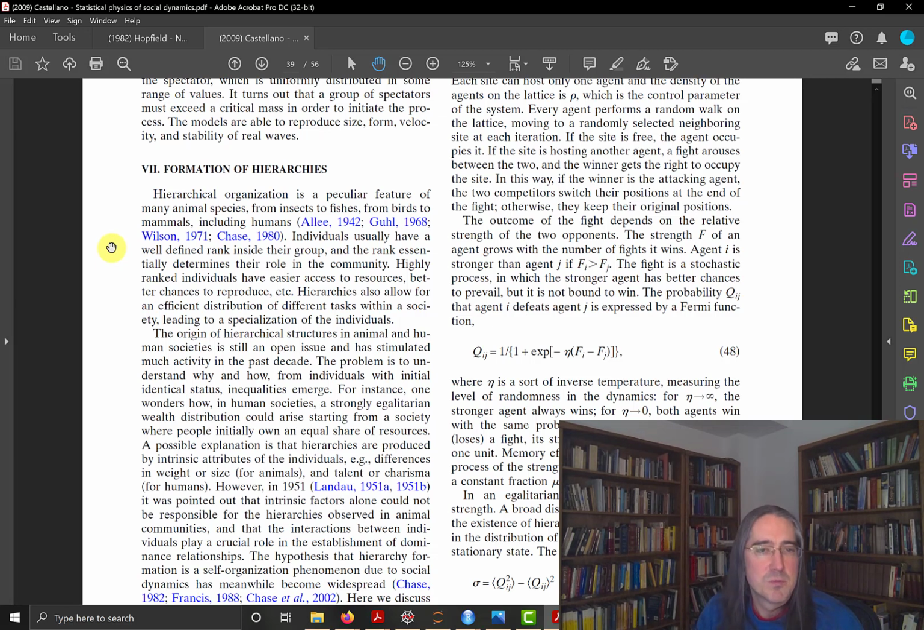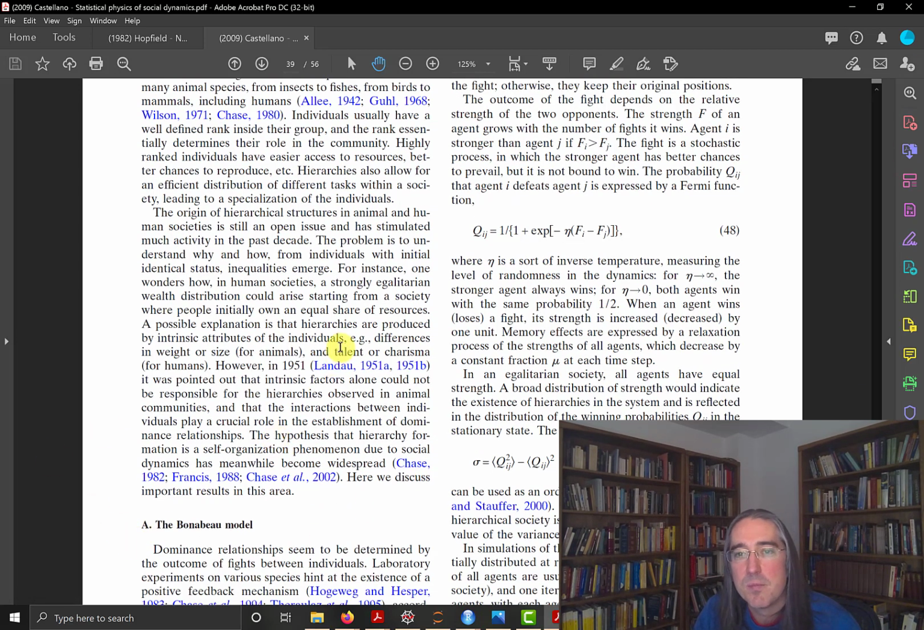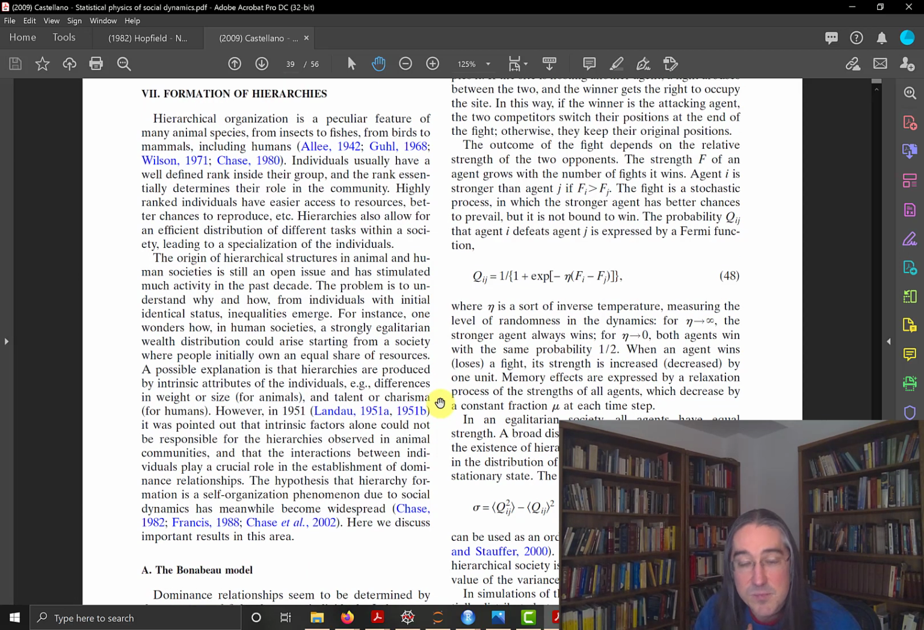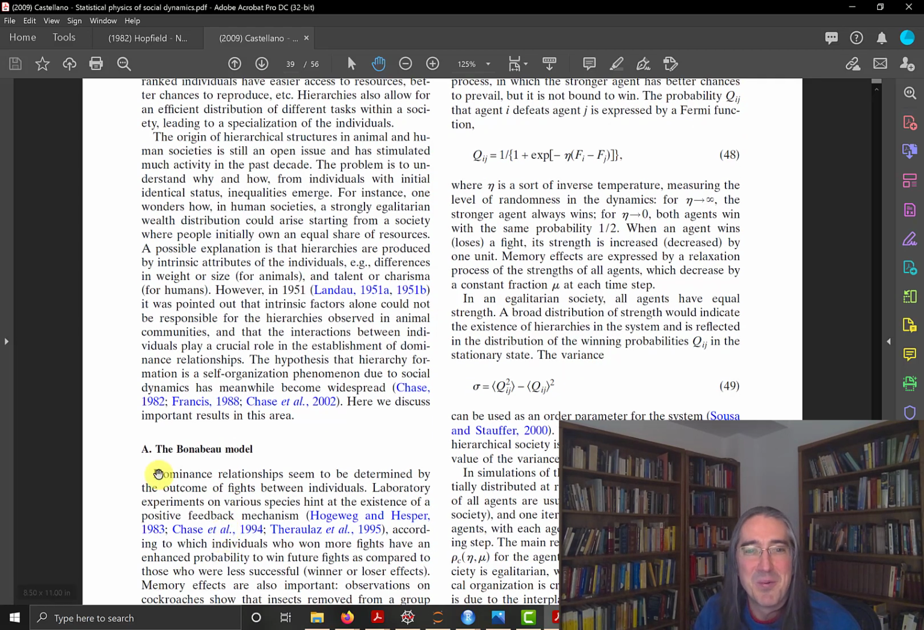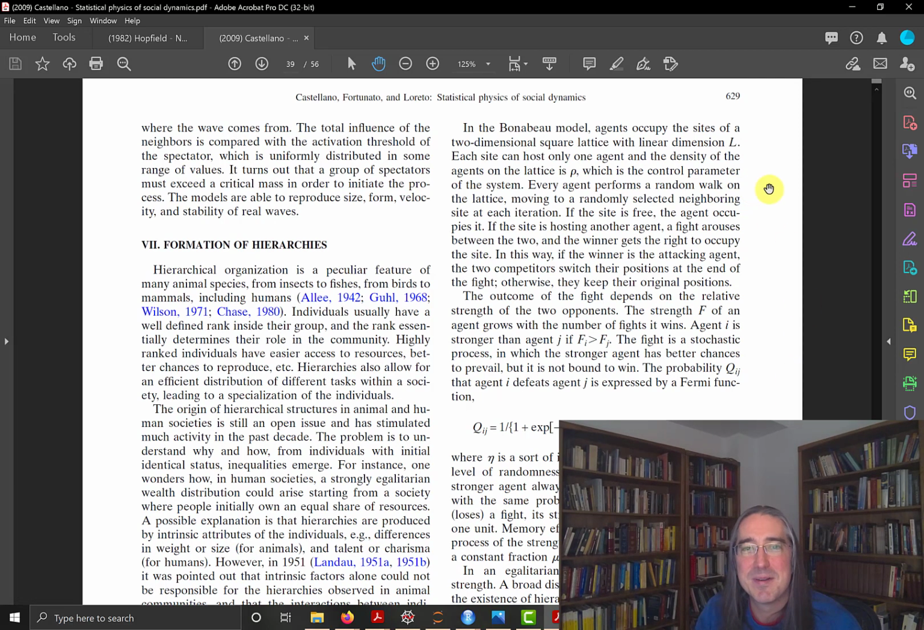And so you might wonder, what causes that? What are the conditions for that to occur? This is the sort of dynamic that people wanted to study, and they came up with these models. We'll look at this simple one, the Bonobo model. The idea here, again, we're going to start on a 2D square lattice because that's our easiest place to start. In the model, agents occupy the sites of a 2D square lattice with linear dimension L.